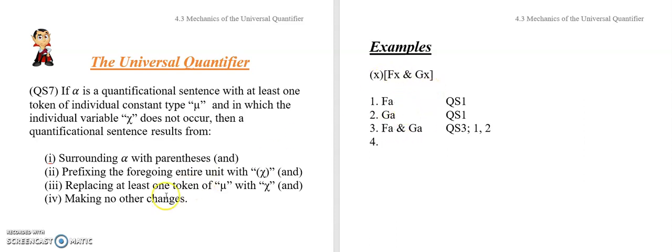And then, once again, we're going to surround the entire unit with parentheses, which is going to give us this construction here, and we're going to prefix the whole thing with a universal quantifier. Doing it in terms of X is fine because X does not appear here. If X did appear here, we could not go to X. We would have to go to Y or Z, or use a subscript. And we have to replace at least one token, but in this case we want to do both. So that's what we're going to do here, and we're going to write QS7 on line 3. And that's QED there.